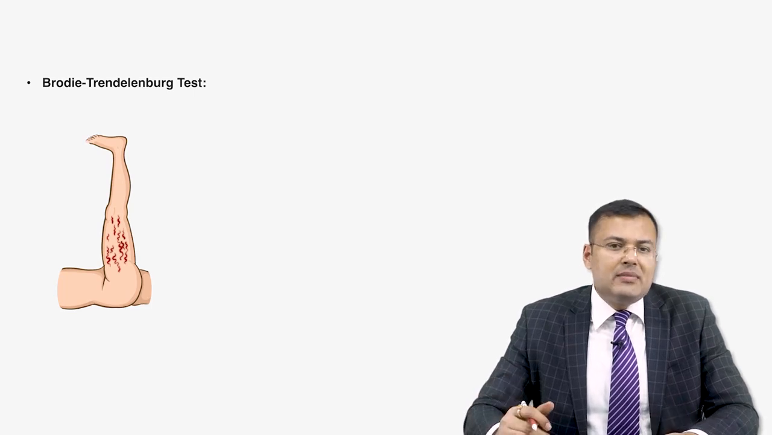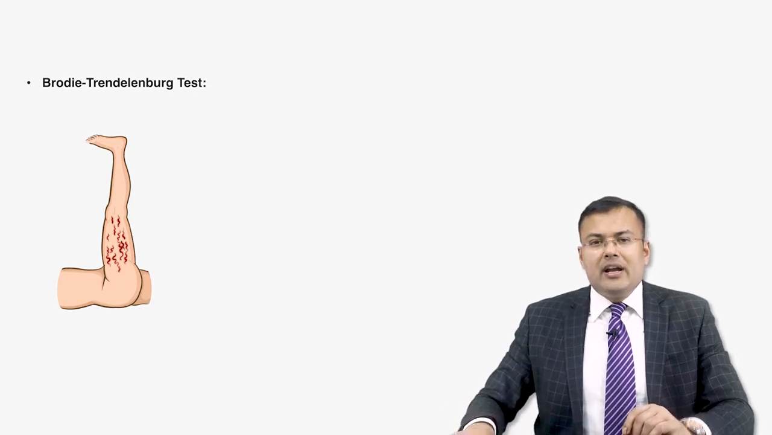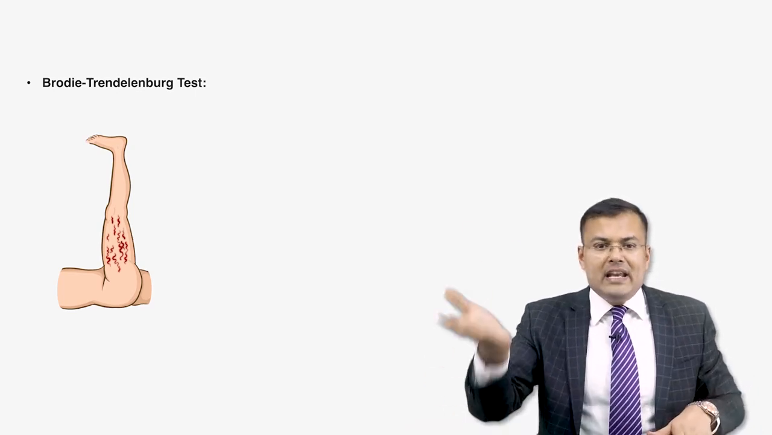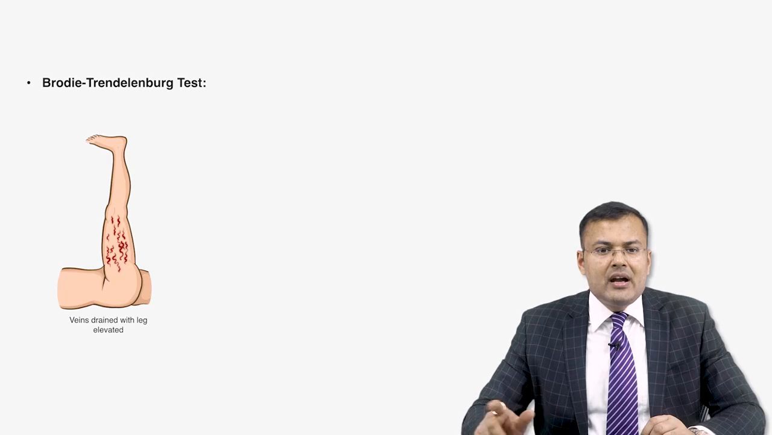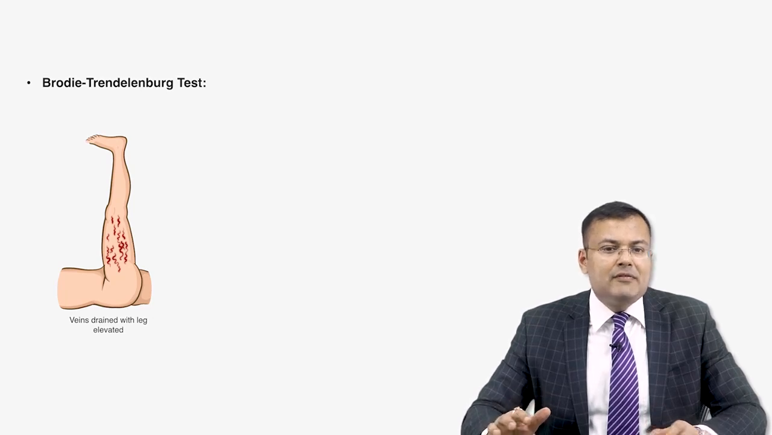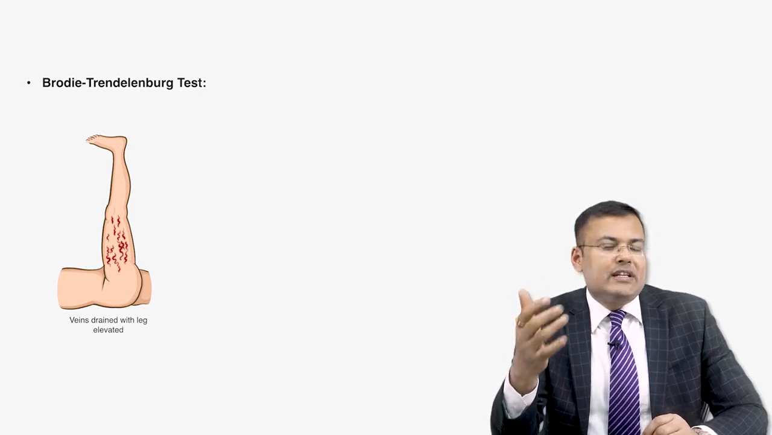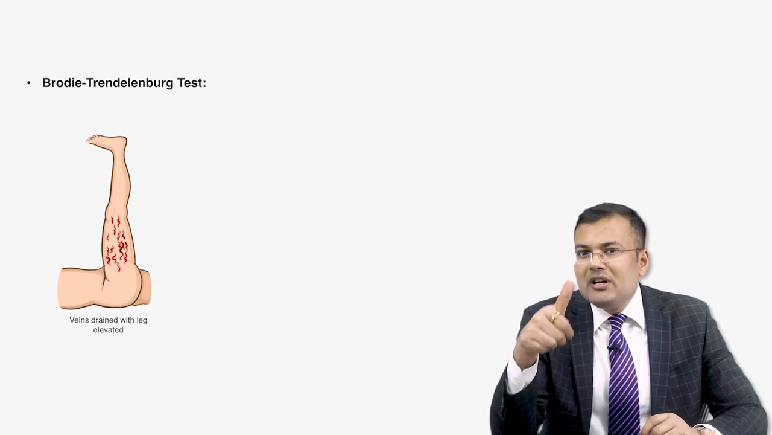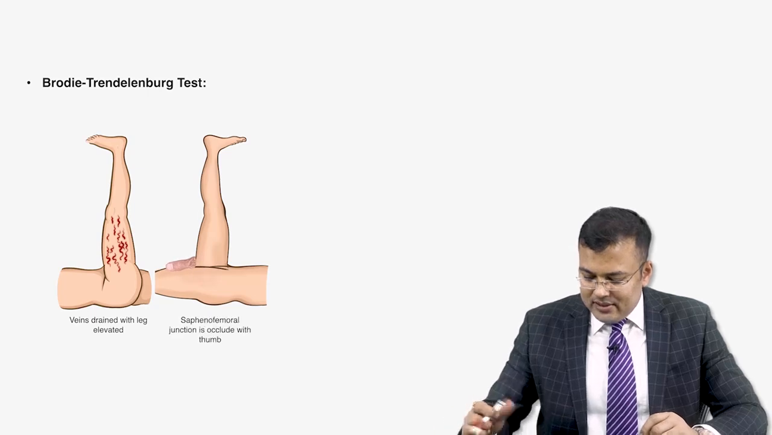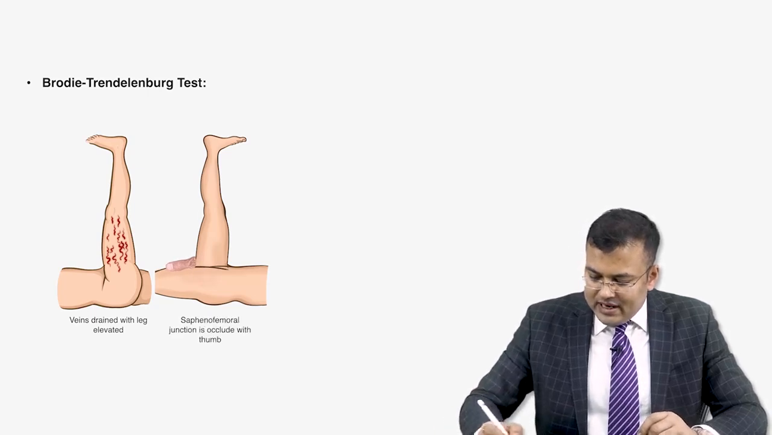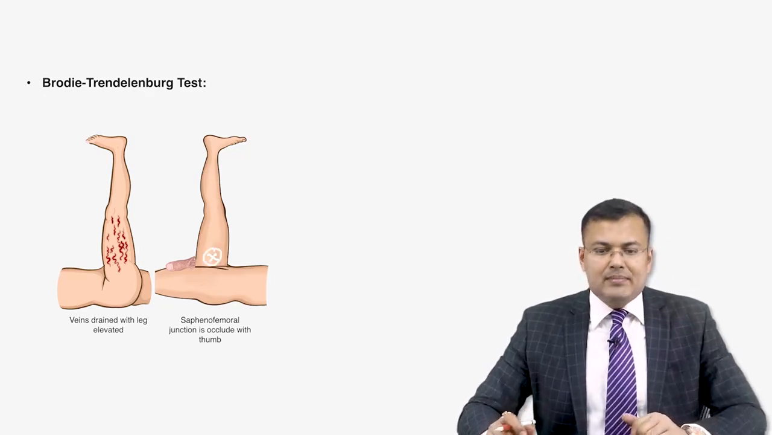In the Brodie-Trendelenburg test, there are two components, component 1 and component 2. First, component 1. Here, we ask the patient to lie supine, we elevate the lower limb and we perform the milking. Milking means emptying of the vein. After milking, you occlude the saphenofemoral junction, which is located 4 cm below and lateral to the pubic tubercle, with the thumb, and ask the patient to stand.